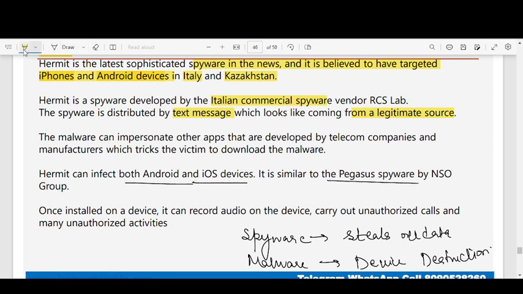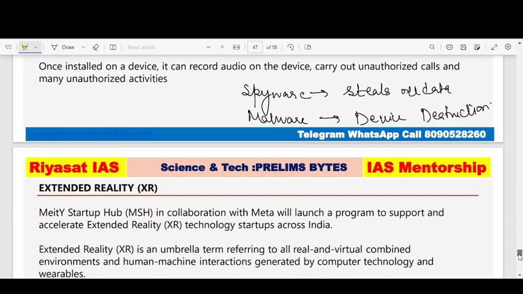Now, your assignment is that Pegasus was a spyware. The assignment question answer is also given, NSO Group, but now you need to tell me which country this NSO Group belongs to. For example, Hermit has been developed by an Italian commercial spyware company. Now, you need to find out which country was responsible for its development. Clear? So this is everything about Hermit. I hope you got it.